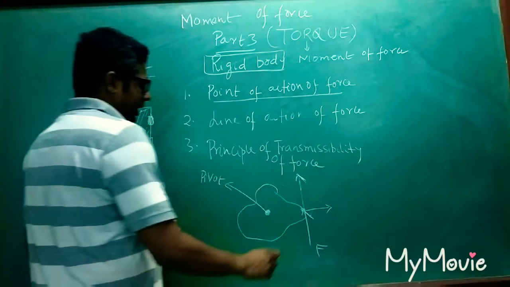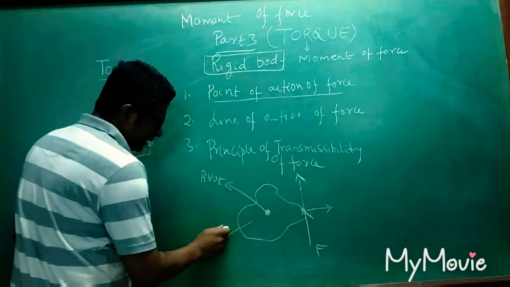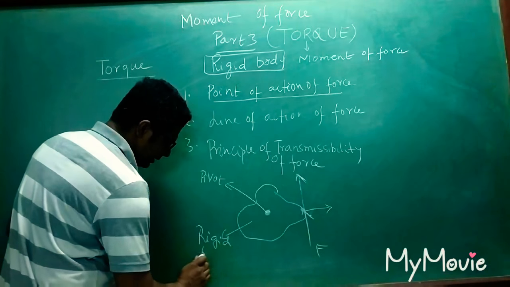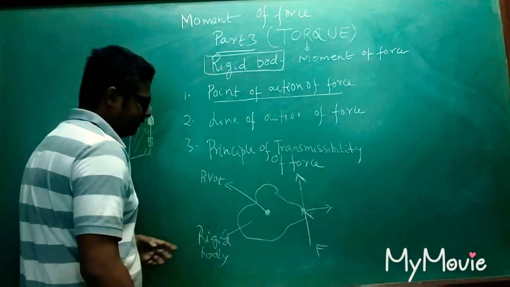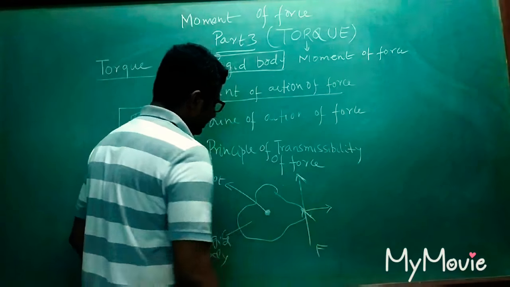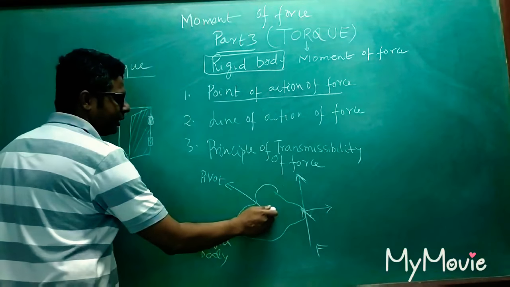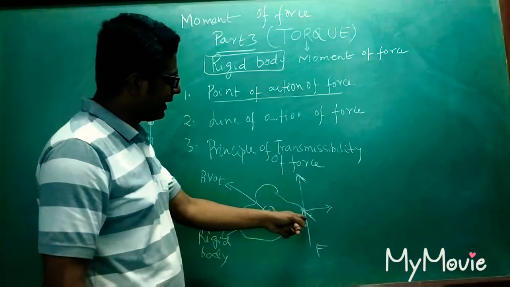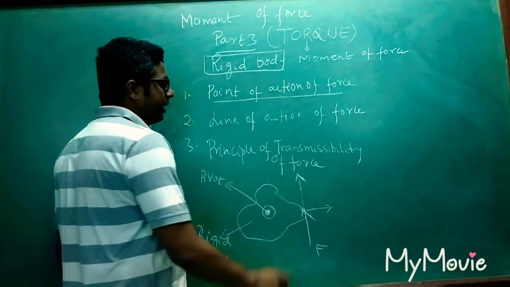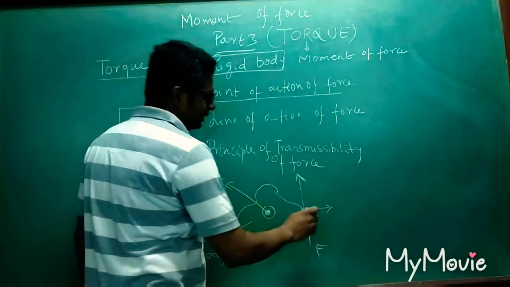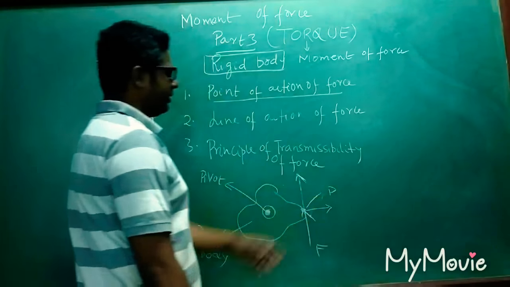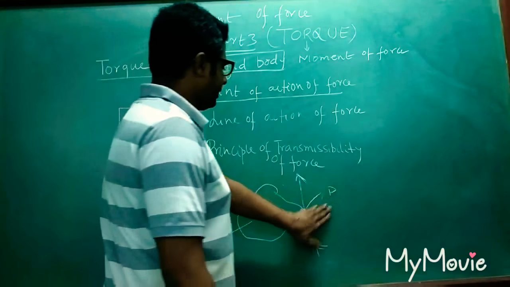Okay, so if I have considered this as the rigid body, you see I have applied a force like this. This is pivoted over here. At this point it is pivoted, and I have applied a force vertically upwards in this direction. So the point of action of force is this point. I can name it as P. So the point of action of force is at this point.